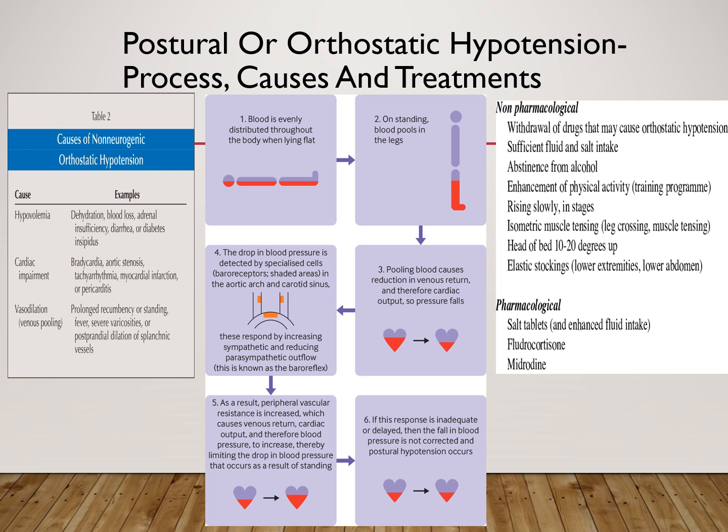So some of the causes may be the patient is hypovolemic, which means they have a decreased, less than expected volume, related to dehydration or blood loss. Diarrhea causes fluid loss in the body, diabetes insipidus. Some cardiac impairment like bradycardia, aortic stenosis, tachycardia, arrhythmias, myocardial infarction, which is heart attacks, as you will know, and pericarditis, which is inflammation of the pericardium, the sac around the heart.